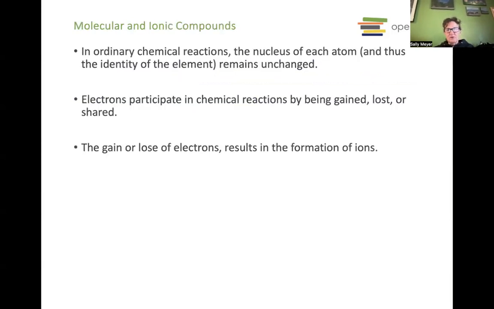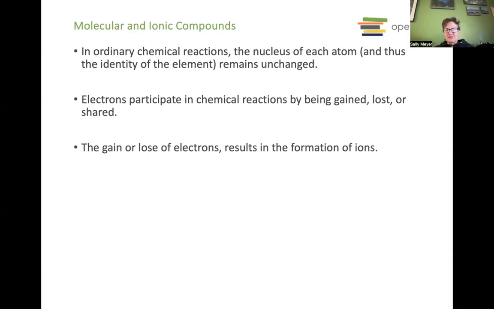So in ordinary chemical reactions, the nucleus of each atom and therefore the identity of the element remains unchanged. So in a chemical reaction, all we're doing is changing how electrons are interacting, not what the nucleus looks like. The very last week of the block, we'll talk about nuclear chem and think about things like fission and fusion and how we get energy out of the nucleus. But that's a whole different kind of reaction.